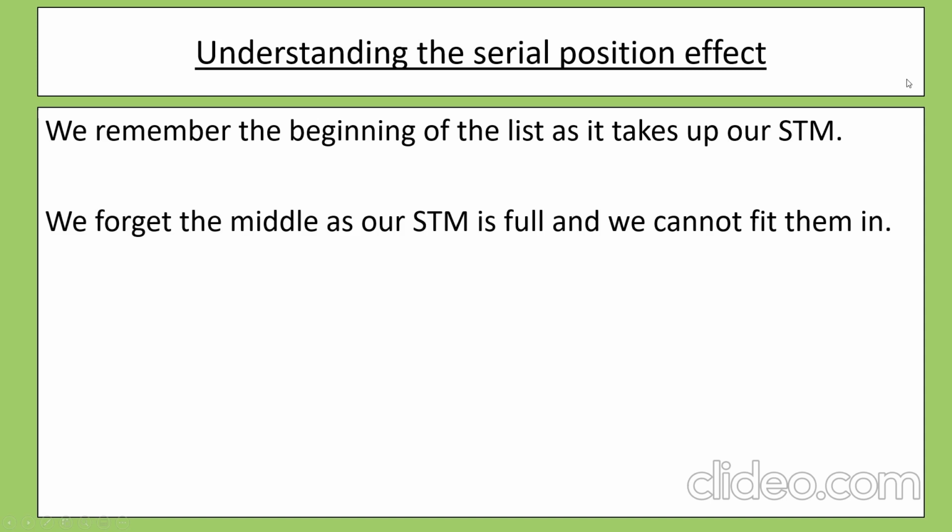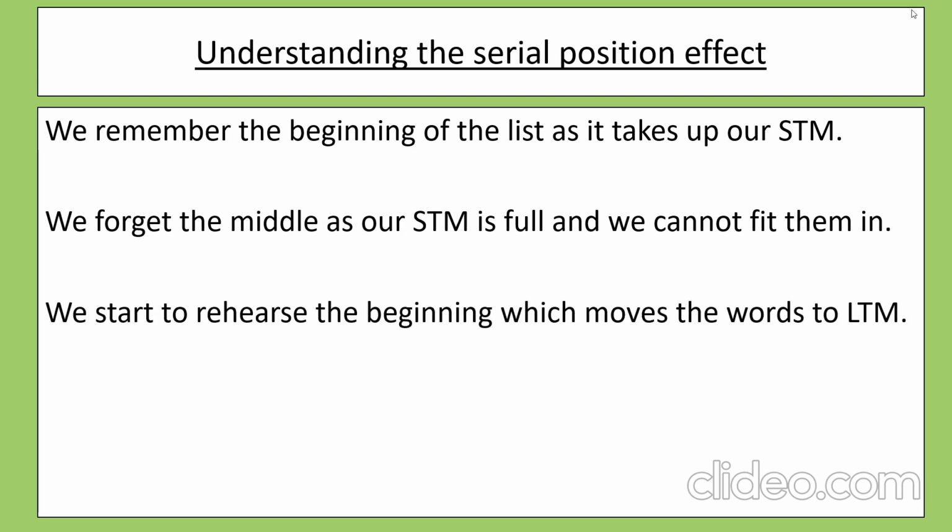So because short-term memory gets filled up, we really remember the beginning part of the list, but then the middle gets ignored. We can't fit them in our short-term memory because we know we can only remember 7 items. So the middle gets forgotten. So what we start to do instead is we start to rehearse the beginning, and that makes sense. Our brain kind of goes, oh, I can't remember the middle, I'll just start rehearsing the words at the start.